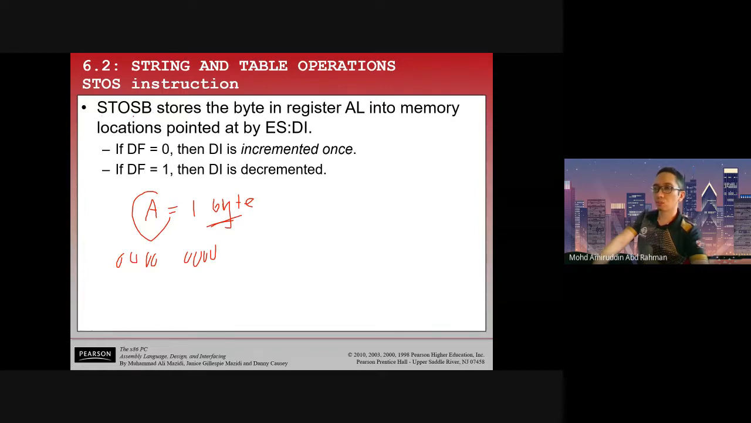STOS is to store the byte in register AL into the memory location pointed at by ES:DI. This also is affected by the flag, so it will look at the direction flag. If the direction flag is 0, then DI is incremented once. But if the direction flag is 1, then DI is decremented once.